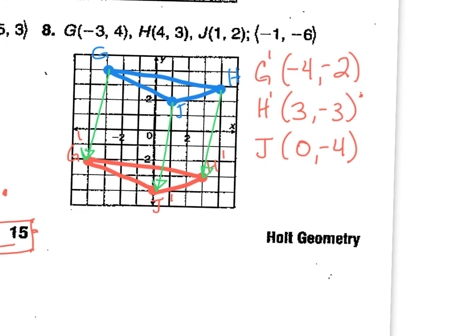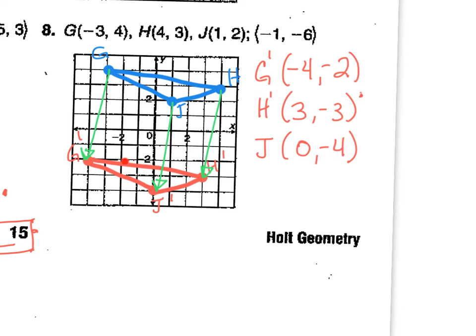Okay, so in problem number 8, the original points are G, H, J. The coordinate points for G prime, negative 1 and negative 3 is negative 4. Negative 6 and 4 is negative 2. For H prime is negative 1 and 4 is 3. Negative 6 and 3 is negative 3. J prime, negative 1 and 1 is 0. Negative 6 and 2 is negative 4.